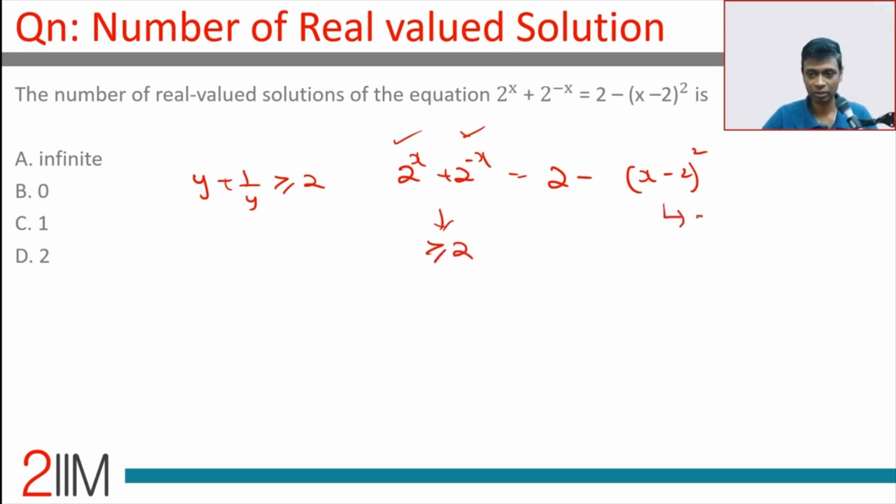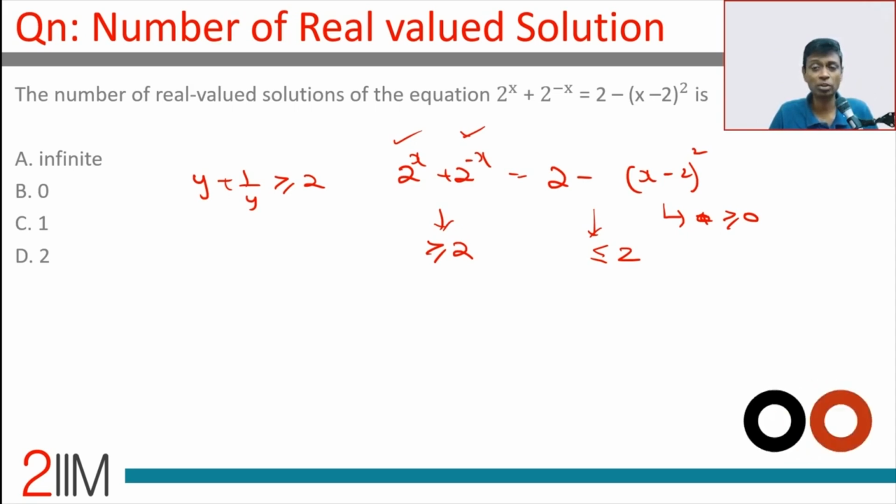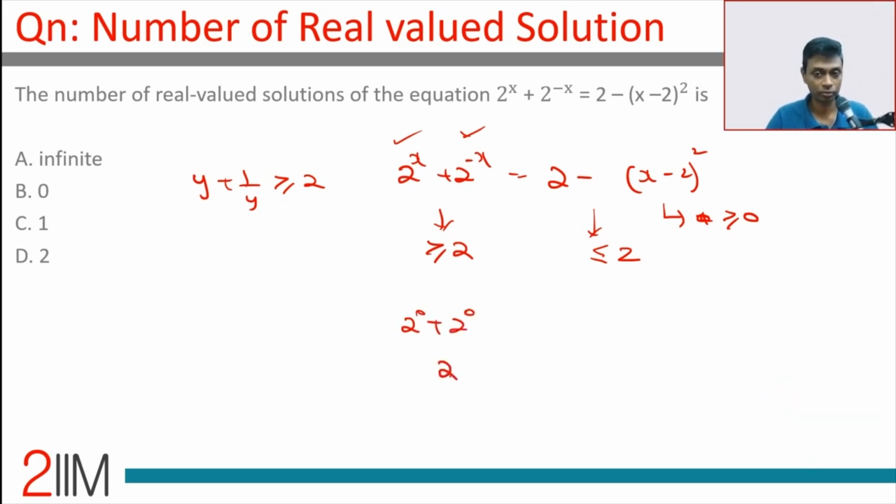This side, this is greater than or equal to 0. Or this part is less than or equal to 2. From 2, you're subtracting a non-negative number. The maximum value the expression can be is 2. We're done. This has to be greater than or equal to 2. That has to be less than or equal to 2. The only possibility is if both are equal to 2. It will be equal to 2 when x is 0. Put x equal to 0. 2 power 0 plus 2 power minus 0. This is 2.